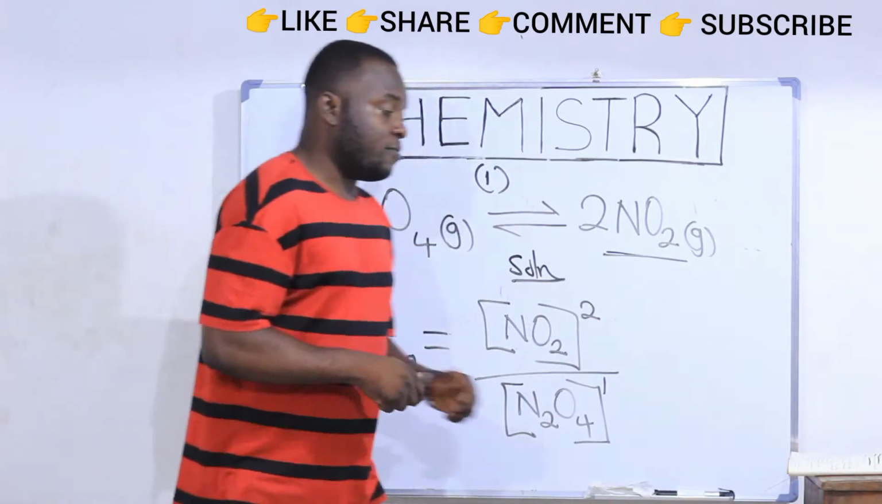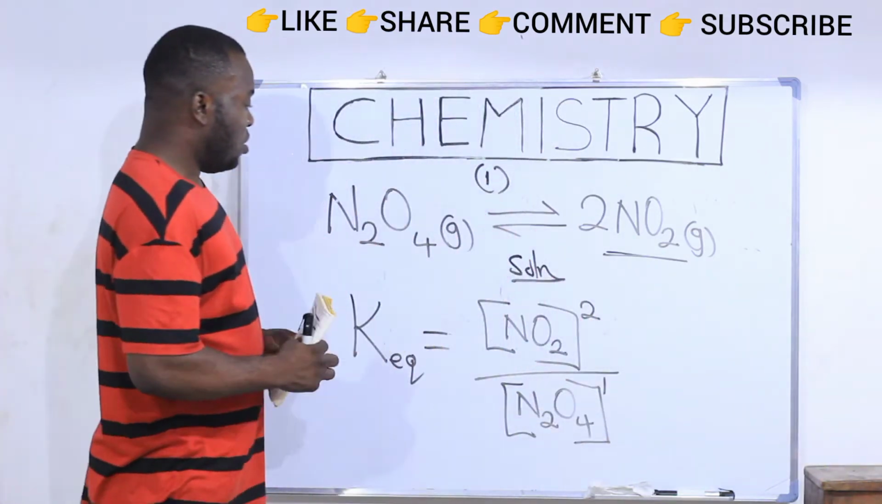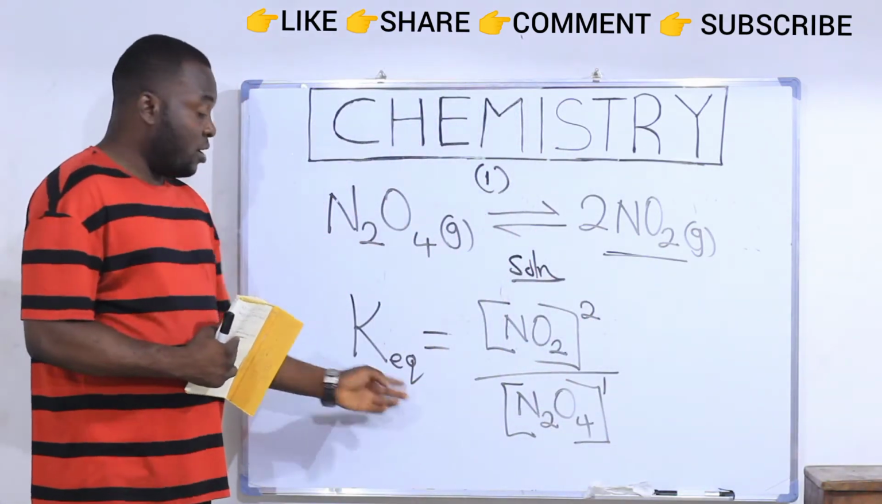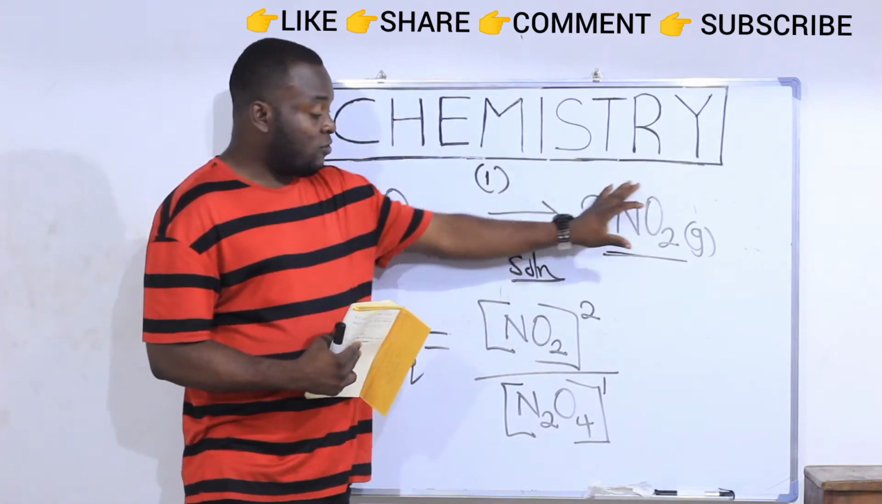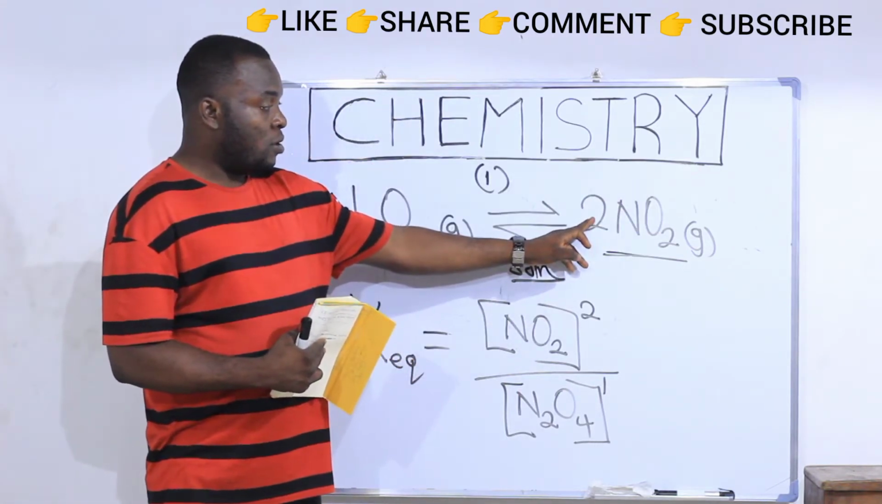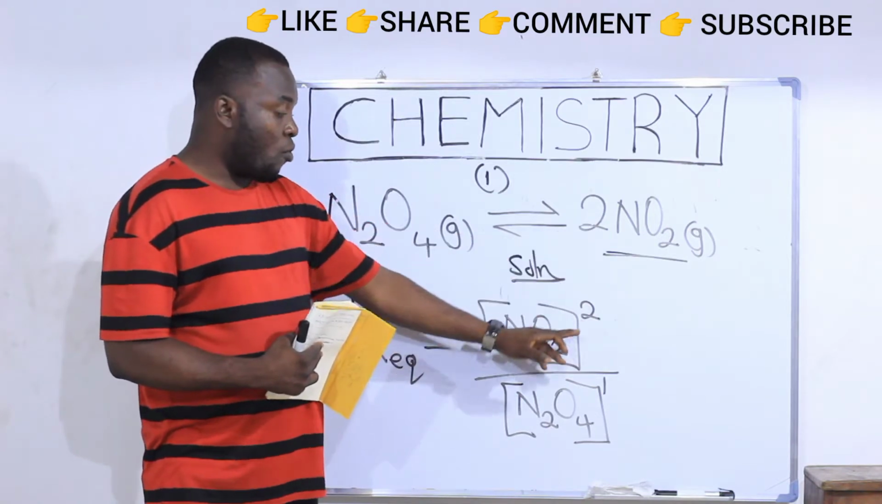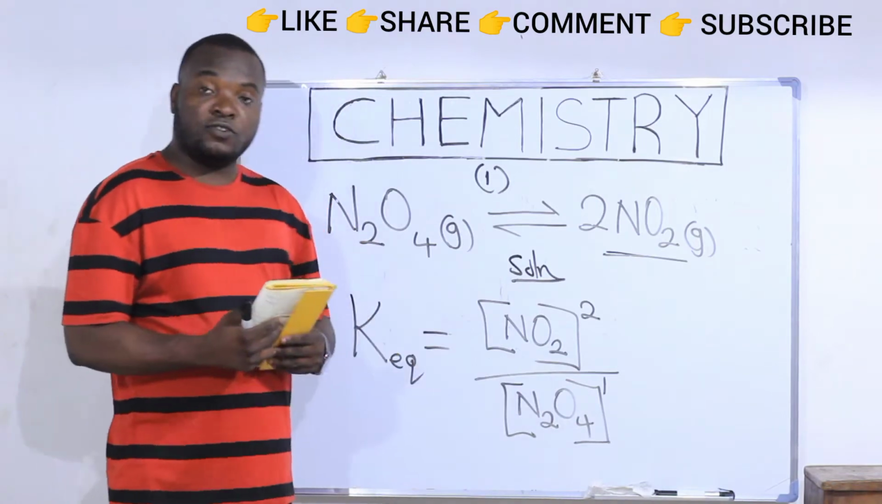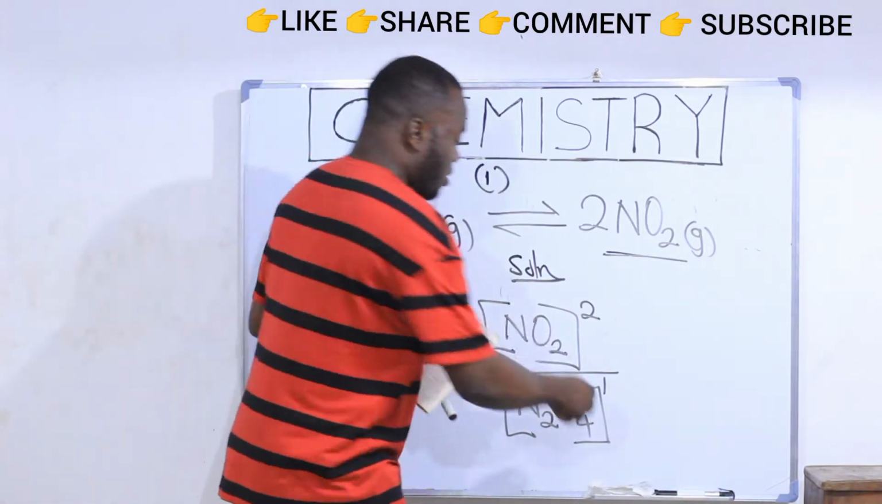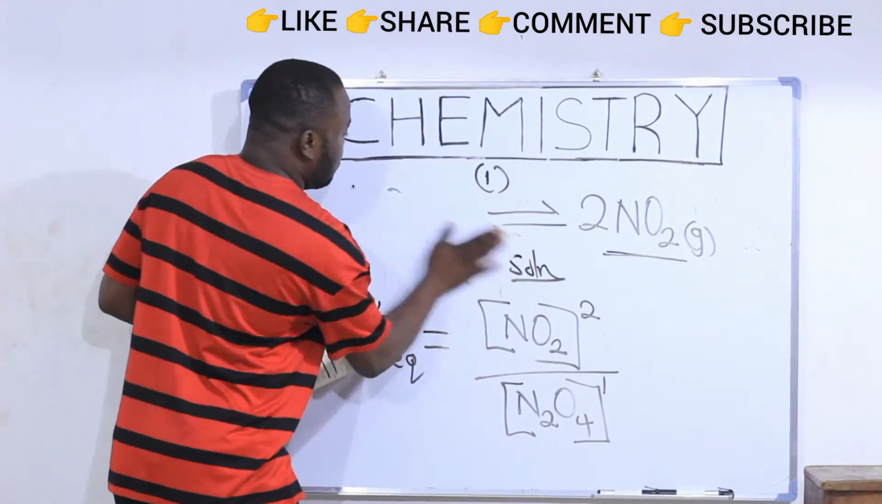Let's quickly look at number 2. Here is the answer to number 1. Equilibrium constant is equal to the concentration of the product raised to the power of each number of moles, divided by the concentration of the reactant raised to the power of each number of moles. Now let's quickly look at equation number 2.